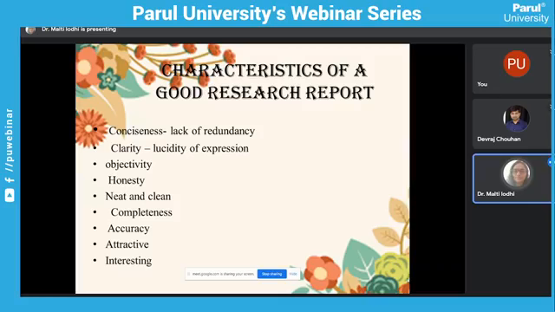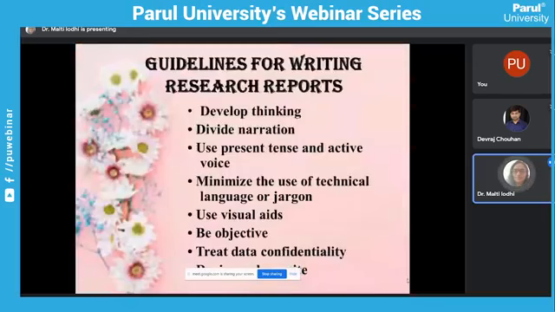That should be remembered. Then interesting. You have to present your research findings in a very interesting way, so the consumer can use them very easily. So these are all the characteristics that should go with the research findings while you are disseminating. Now we'll see the guidelines for writing research reports.